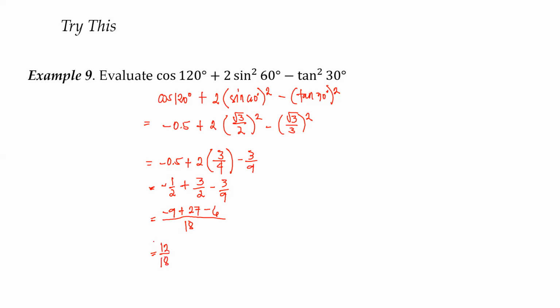And 12 over 18 can still be expressed in lowest terms, and it has a common factor, which is 3, I believe. 12 divided by 3 is 4. 18 divided by, oh sorry, no, 6. 12 divided by 6 is 2. 18 divided by 6 is 3. So this is equal to 2/3.